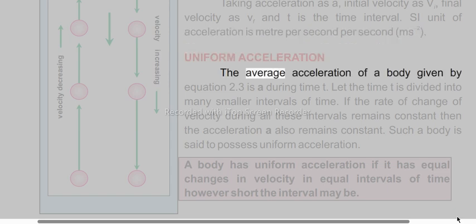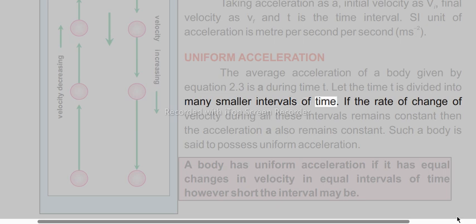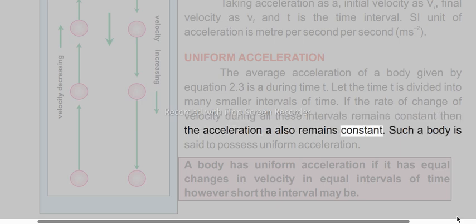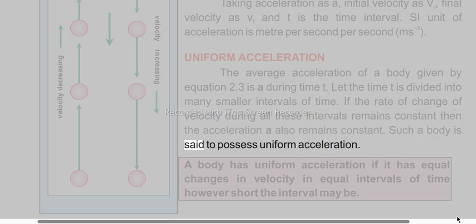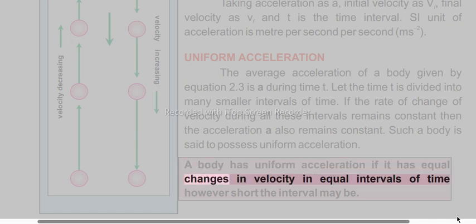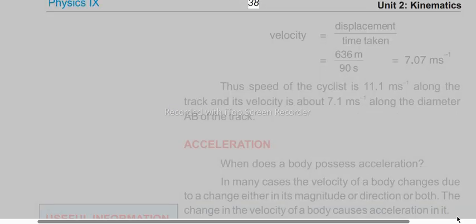Uniform acceleration. The average acceleration of a body given by equation 2.3 is a during time t. Let the time t be divided into many smaller intervals of time. If the rate of change of velocity during all these intervals remains constant, then the acceleration also remains constant. Such a body is said to possess uniform acceleration. A body has uniform acceleration if it has equal changes in velocity in equal intervals of time, however short the interval may be.